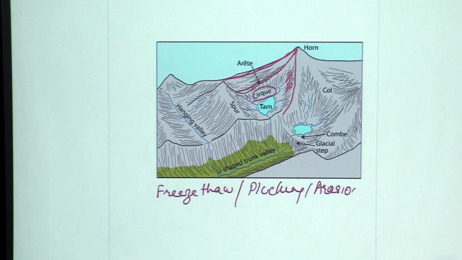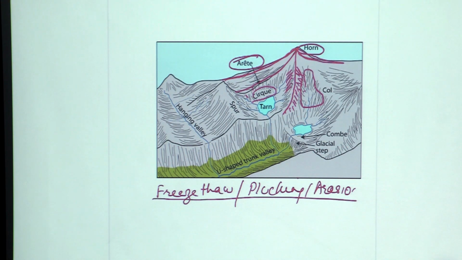So if this is my cirques right here, the wall that separates two cirques is called arete, and the peak that thus gets modified of its slope is called horn. So the features are interrelated. What are the features we have just learned? It's cirque, it's arete, and it's horn.